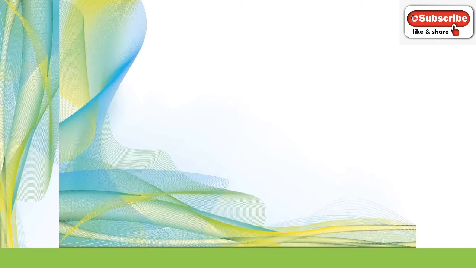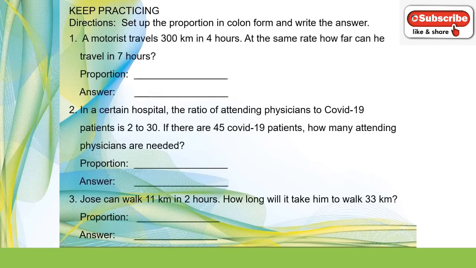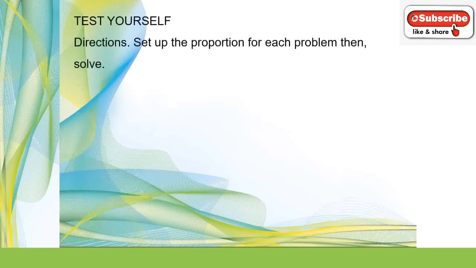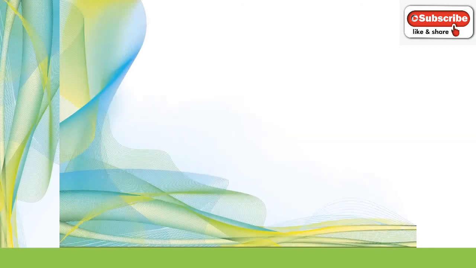The next activity is keep practicing. Directions: set up the proportion in column form and write the answer. Ready? Begin! The third activity is test yourself. Directions: set up the proportion for each problem, then solve. Ready? Go!